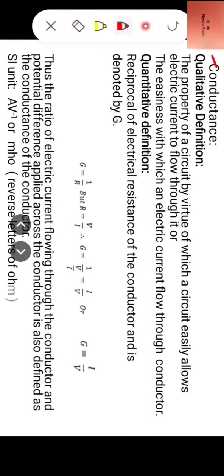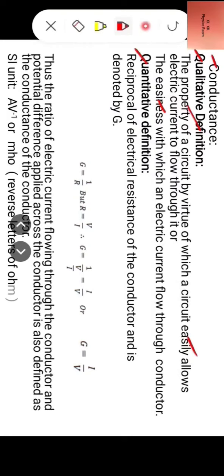Now conductance. Qualitative definition of conductance. The property of a circuit by virtue of which a circuit easily allows electric current to flow through it, or the easiness with which an electric current flows through a conductor, is defined as conductance.